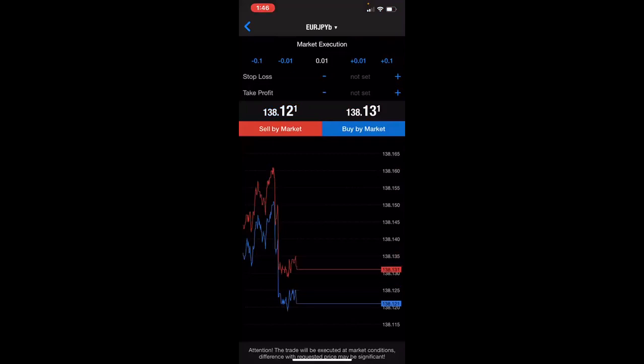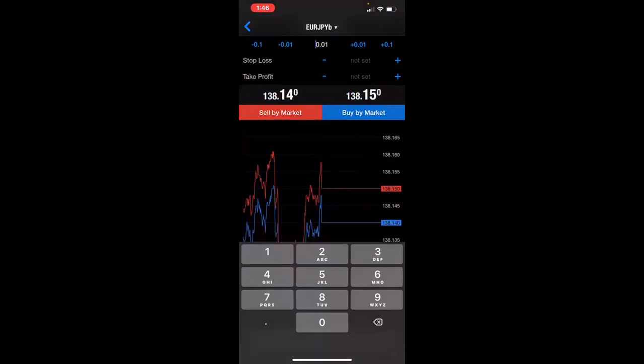Now, just before you click buy or sell, you see where they wrote market execution, right? There is a 0.01 underneath that market execution, the one in white. That's where you change your lot size. You can either manually change it or click on the plus beside it. So if you type in 0.02, it will change to 0.02.